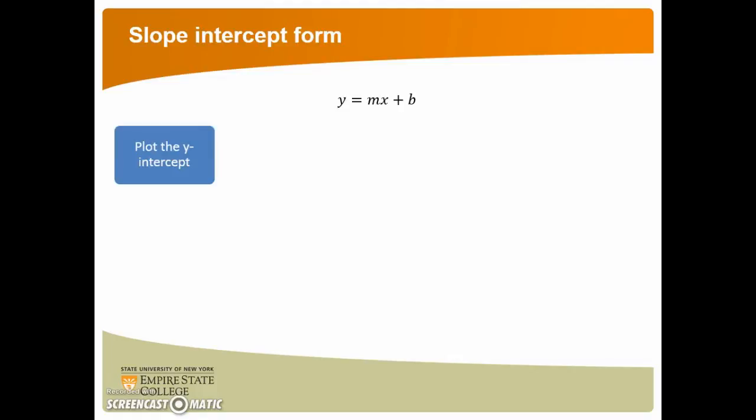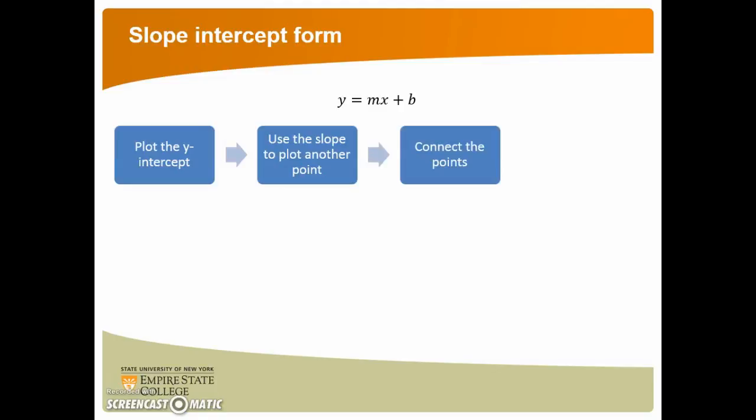We plot the y-intercept, which is where the line will cross the y-axis. Moving from the y-intercept, we use the slope to find another point on the line. We connect the points we plotted, drawing our line. It is important to remember to label the line, so write the equation near the line we drew.